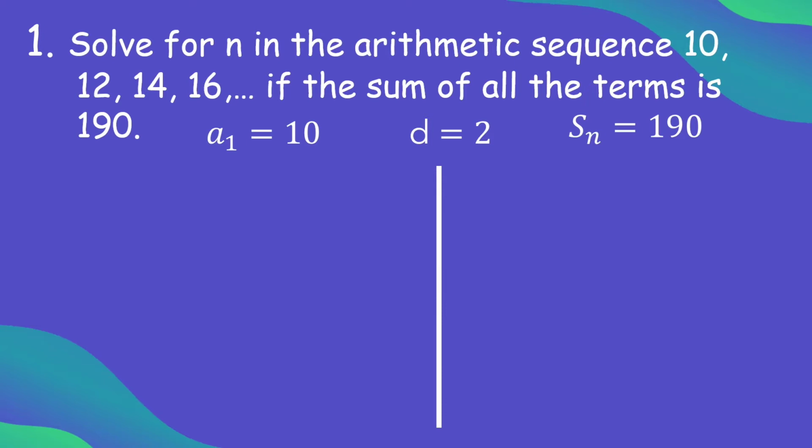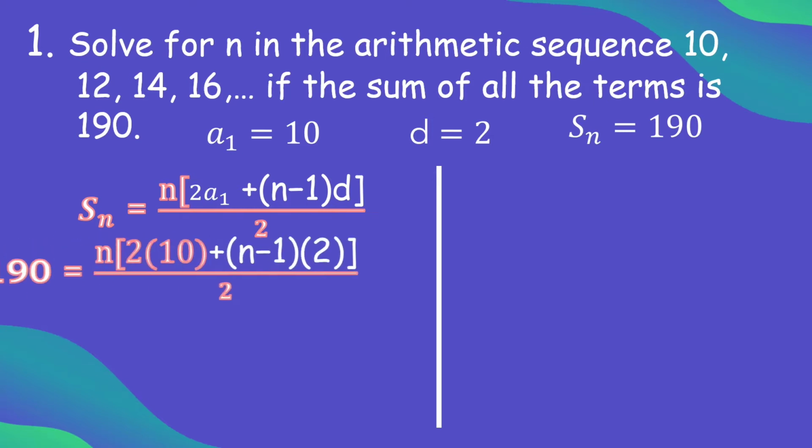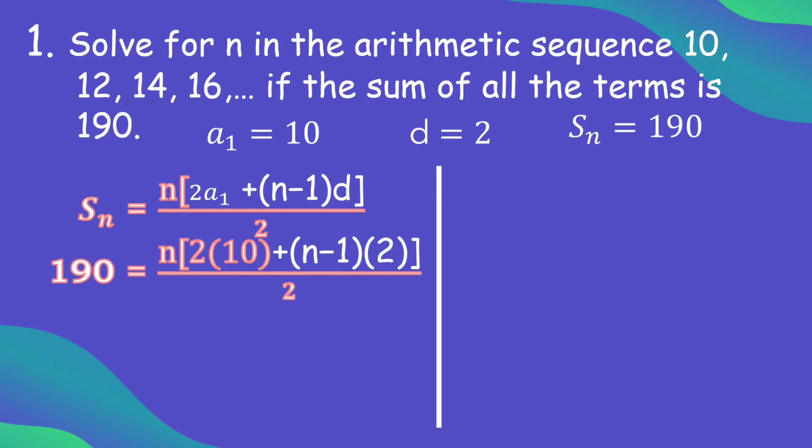Since the last term is not given, we will use formula number 2, which is S sub n equals n quantity 2a sub 1 plus n minus 1 times d divided by 2. By substituting all the given, 190 equals n quantity 2 times 10 plus n minus 1 times 2 divided by 2. Using cross multiplication, 2 times 190 is 380 equals n times 20.